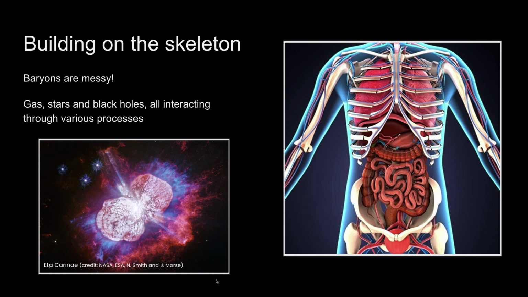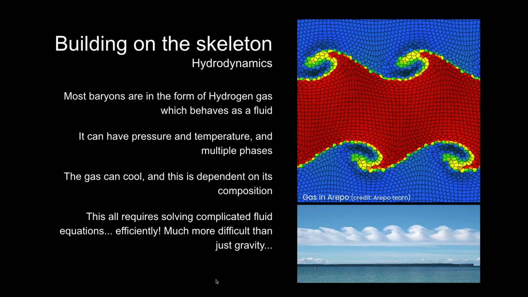So let's talk about the various mechanisms we use to model these processes. The first of these is hydrodynamics. Most of the baryons in the universe are in the form of hydrogen gas, which behaves as a fluid. This means that we need to solve the fluid equations, and we need to take into account all the properties of a fluid, like pressure, temperature, the fact it can have multiple different phases. And of course, to exacerbate the complexity, all of these properties are dependent on its composition and the gas can cool.